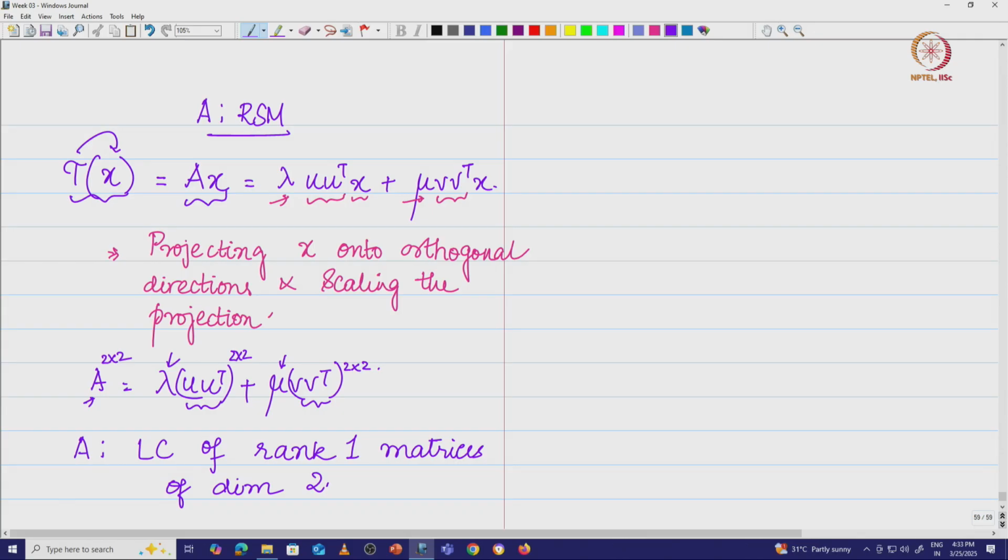So what have we done? We have written an n by n, I will generalize this, an n by n real symmetric matrix is decomposed into a sum of n rank 1 n by n matrices, right. These are some of the most important and beautiful properties.